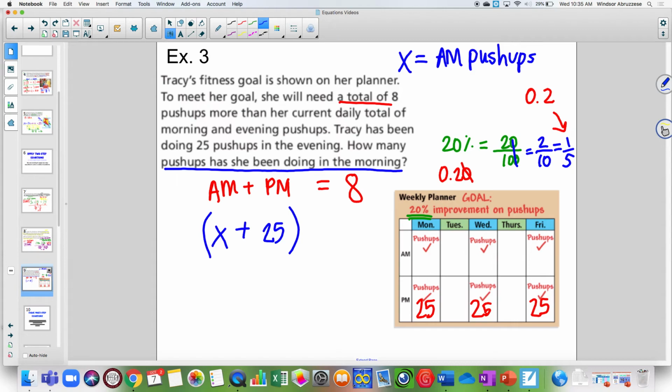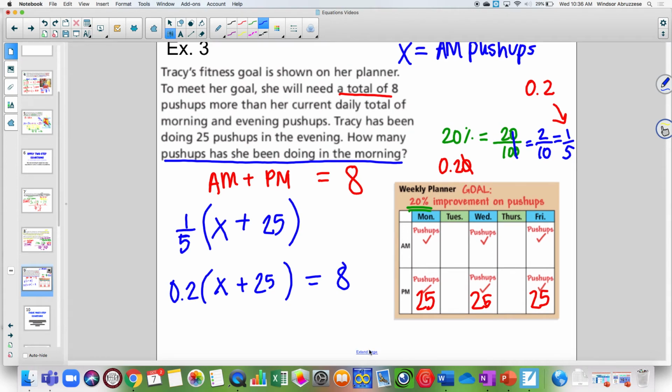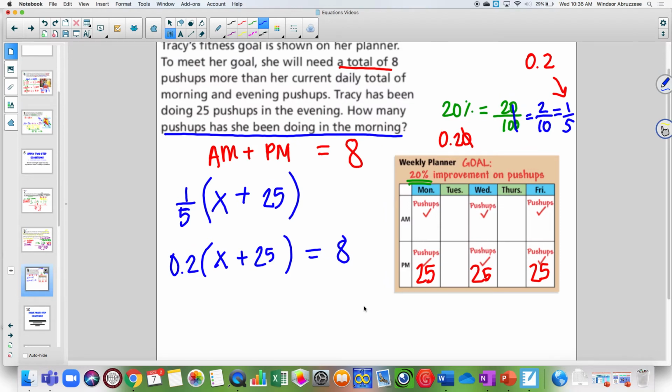Okay, but her goal is 20% of that. 20% of this. So you can write 20% as a fraction. You could write 20% as a decimal. 20% of all of her push-ups, she wants 8 more than all of that. Okay, so now let's solve our equation to figure out how many push-ups she does in the morning. Let me extend the page a little bit. Here we go. So do you like decimal or fraction? Which one do you like better? I'm going to do the fraction one just so I can show you for all my fraction haters out there.